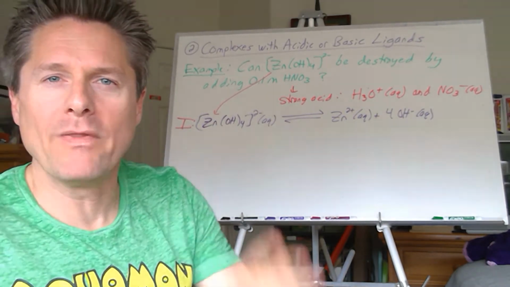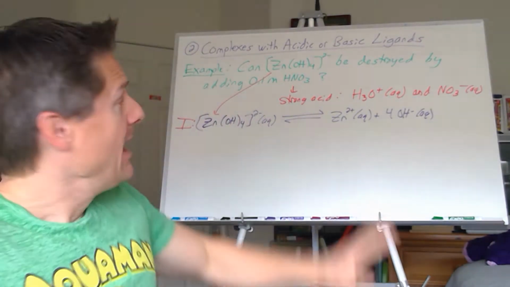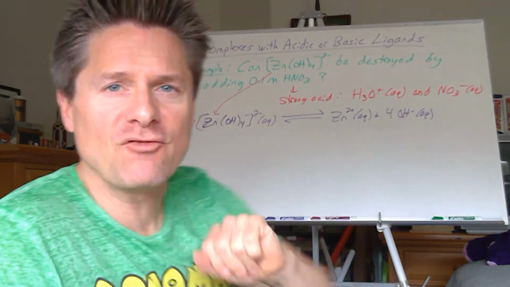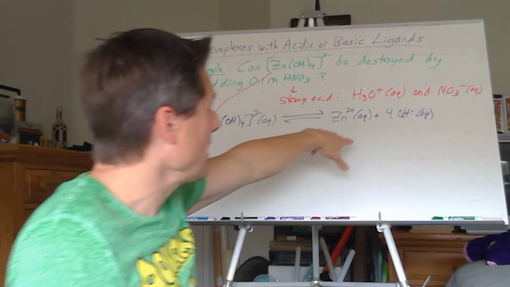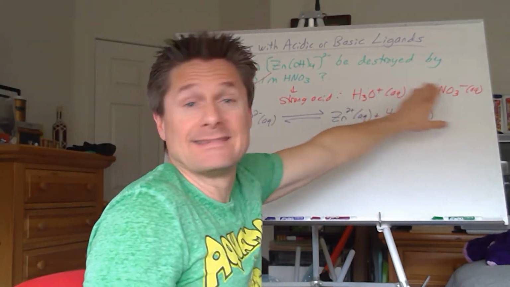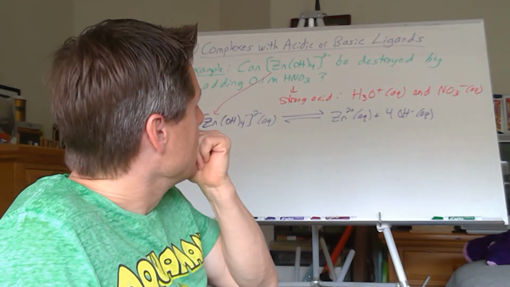Let's call that equation 1. That's our starting point. That's our equilibrium. And then we jack in some nitric acid, right? First thing I'm going to look for is common ions, things that can happen. There's no zinc or OH minus in there, right? I'm not worried about that.